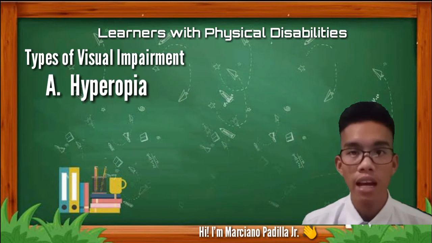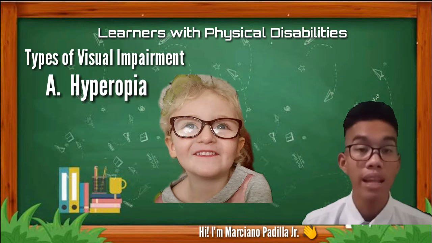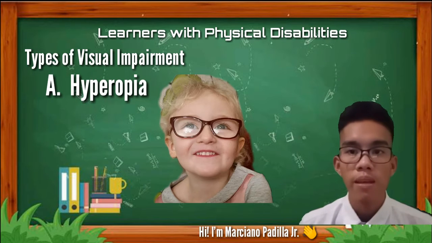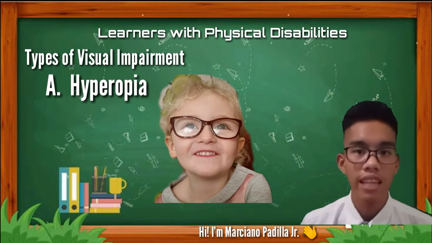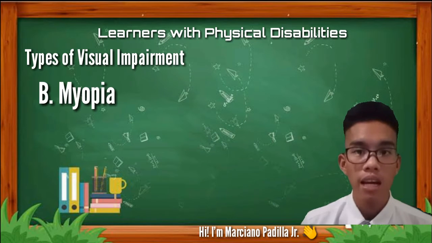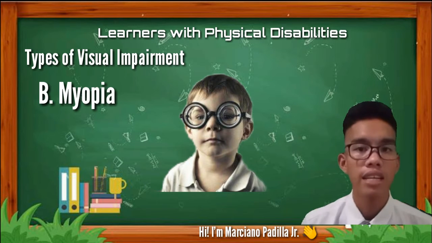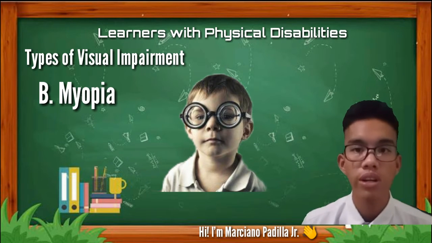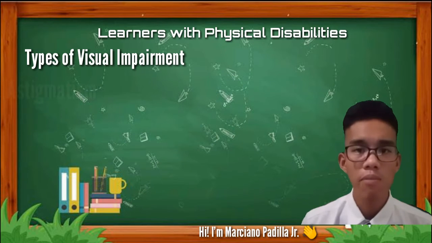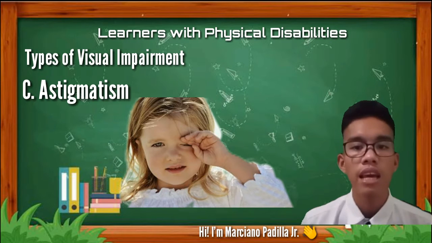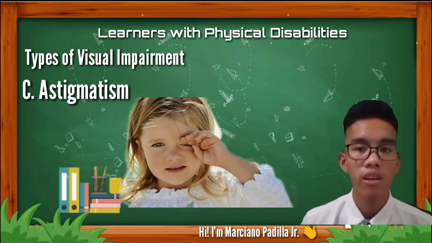A. Hyperopia. Can see objects far away but not near. Cause: size of the eyeball is too short. In short, farsightedness. B. Myopia. Can see objects near but not far. Cause: size of the eyeball is too long. In short, nearsightedness, the opposite of hyperopia. C. Astigmatism. Cause: irregularity in the cornea or eye surface, cannot focus on one object regularly.